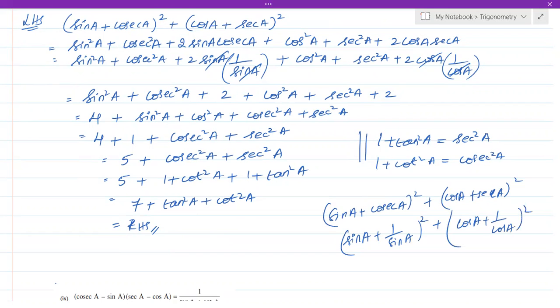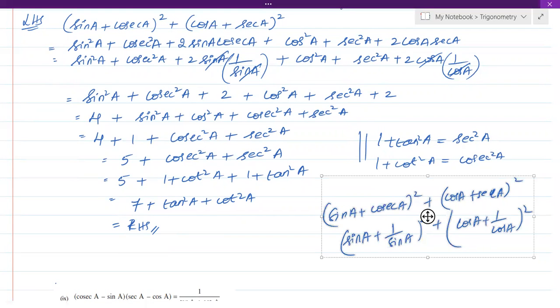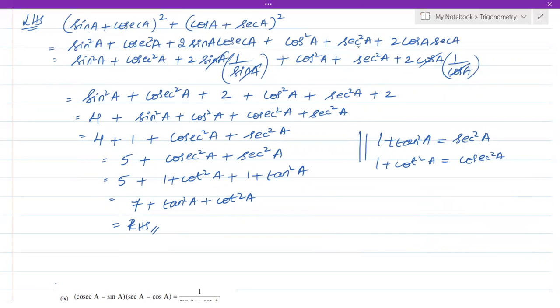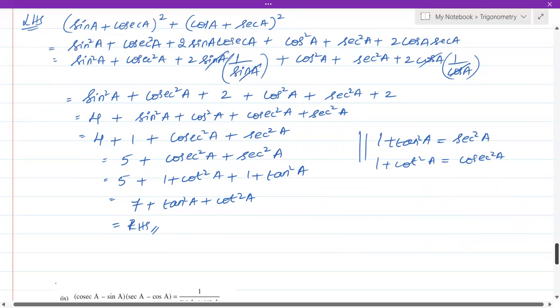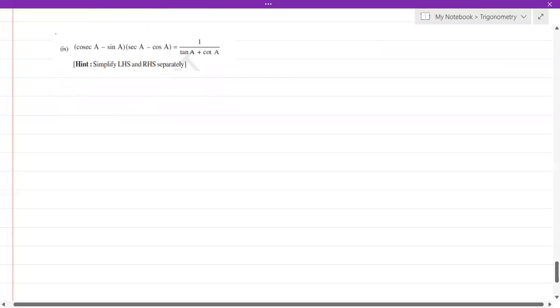Here if you take LCM and solve it, definitely you will get back the same thing. You can try it, take it as a task. Take LCM and use the trigonometric identity, you will get the answer, but it is a bit lengthy. That is why we have used this method. Okay, let's get into the next one.